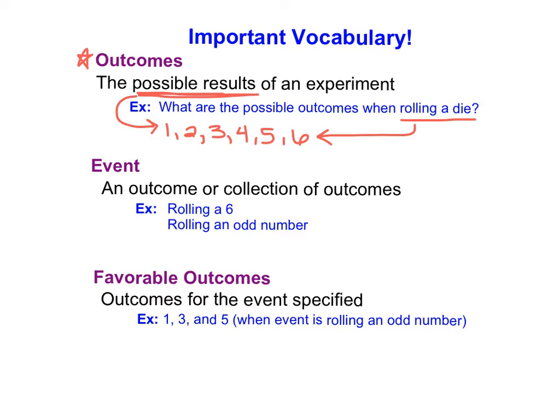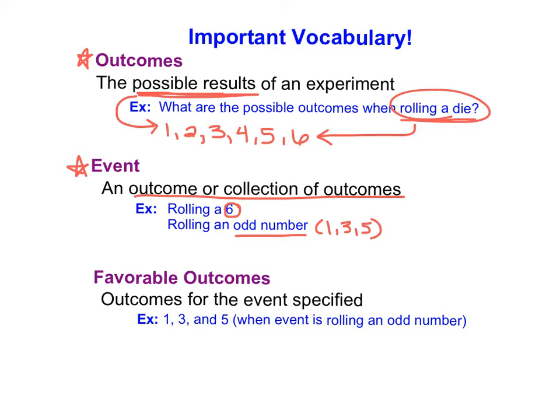The second word you want to have in your notebook is an event. And an event is an outcome or a collection of outcomes. So for example, if you are still rolling this dice up here, an event, something that occurs, could be rolling a 6. That's an event. We can roll a 6. Or it can be a collection of outcomes together, such as rolling an odd number, which, remember, an odd number will be 1, 3, or 5.